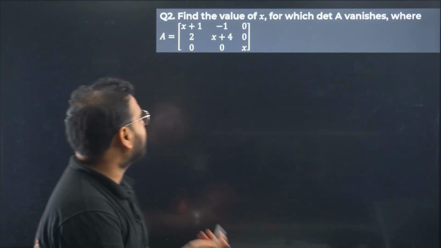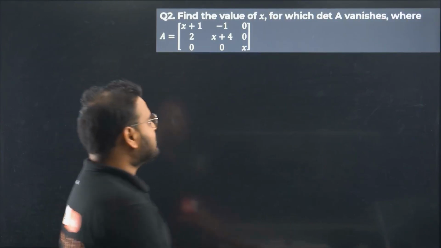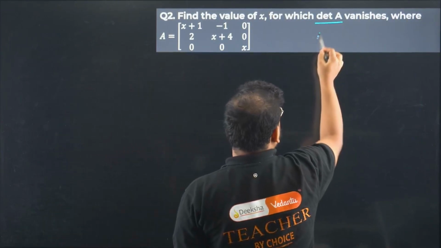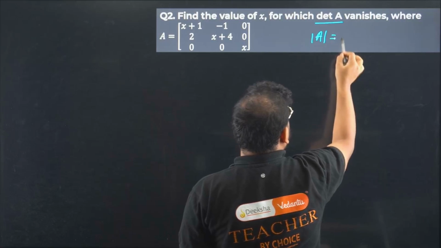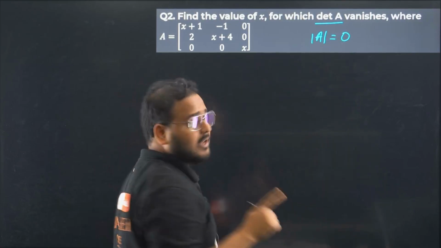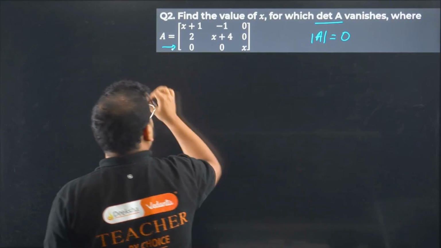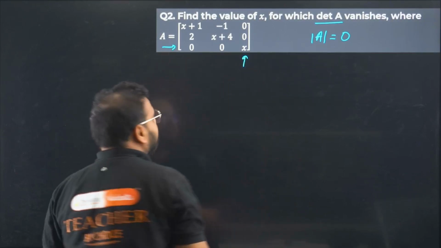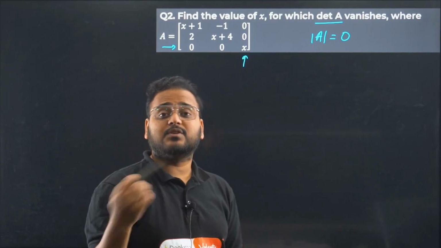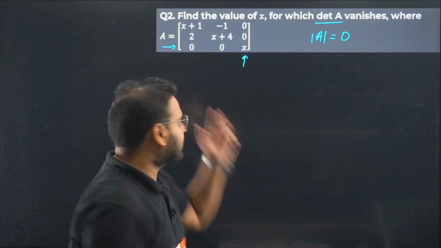What we have: find the value of x for which determinant A vanishes. What's the meaning of this? It means determinant of A is equal to 0. Let's find that. Which row or column can I use? I can use either the third row or the third column, because we have more zeros there. They both have the same number of zeros, so I can use the third column.